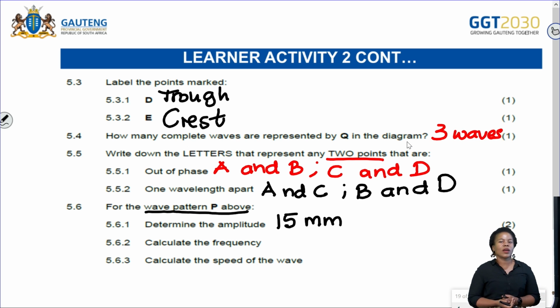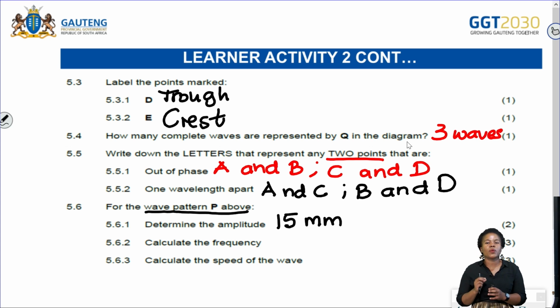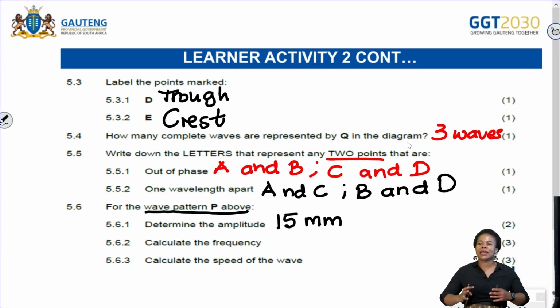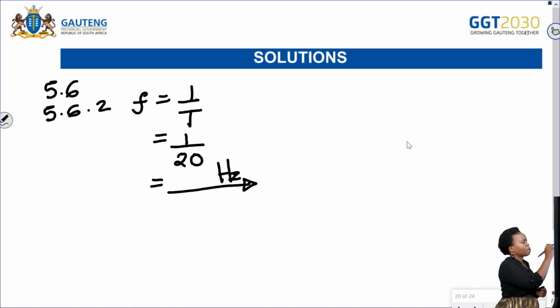5.6.3, the wave speed of the wave, right? So how can we calculate the wave speed of the wave? Remember how we defined it. It's the distance traveled by a wave in 1 second. I said to you, depending on what is given to you, you are able to calculate the wave speed. There are 3 different formulas. You can choose the one that best uses the variables that are best presented to you. So with this one, I can do it in this way.